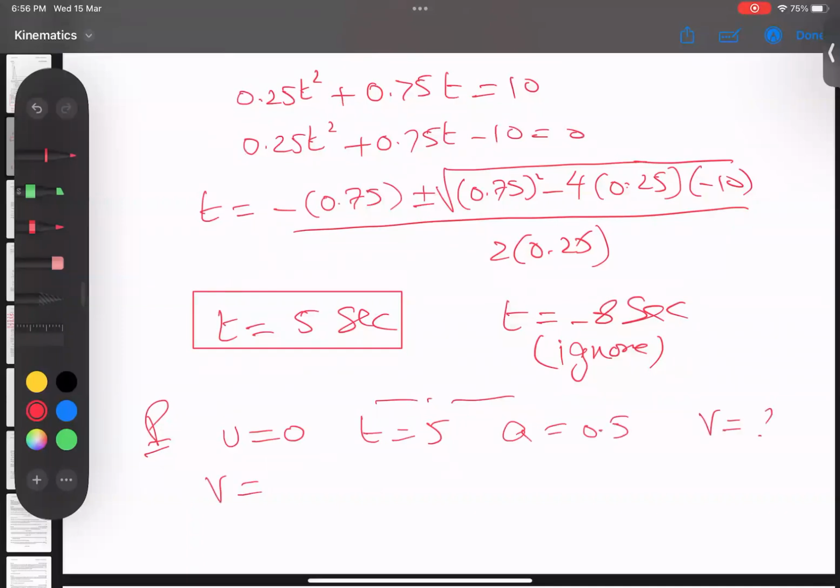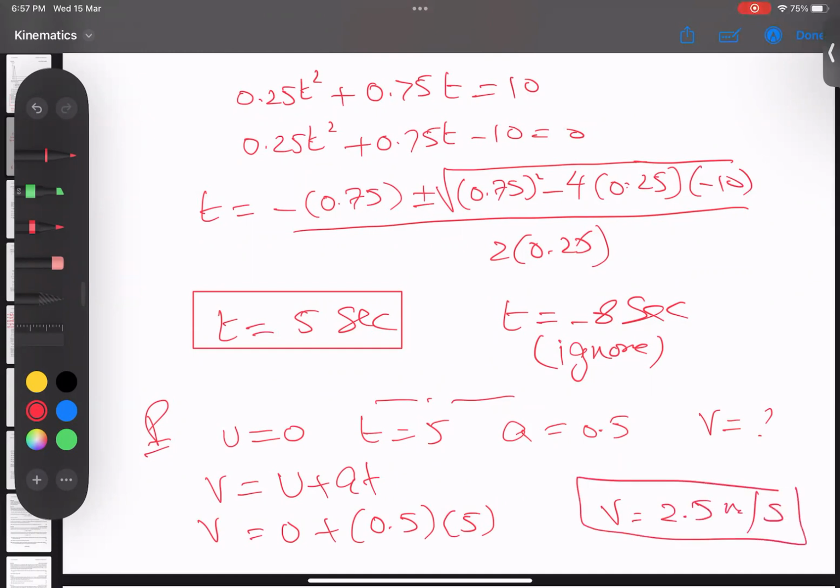So V equals U plus AT works. U is 0, acceleration is 0.5, times 5. Alhamdulillah. So 0.5 times 5 gives 2.5. So 2.5 meters per second is my final answer. And I believe the concept is very clear.